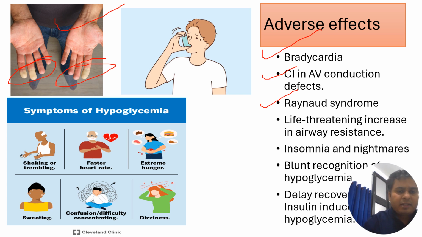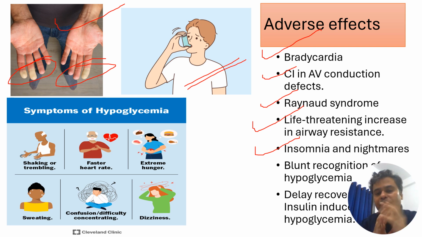As we have already seen in the previous slide, beta blockers can also cause a life-threatening increase in airway resistance in patients who are suffering from COPD or asthma, who are already suffering from conditions like bronchoconstriction. In such patients, the use of beta blockers can aggravate airway resistance and bronchoconstriction. Insomnia and nightmares. Beta blockers have specific CNS effects of insomnia and nightmares. So the patients can also suffer from insomnia and nightmares.